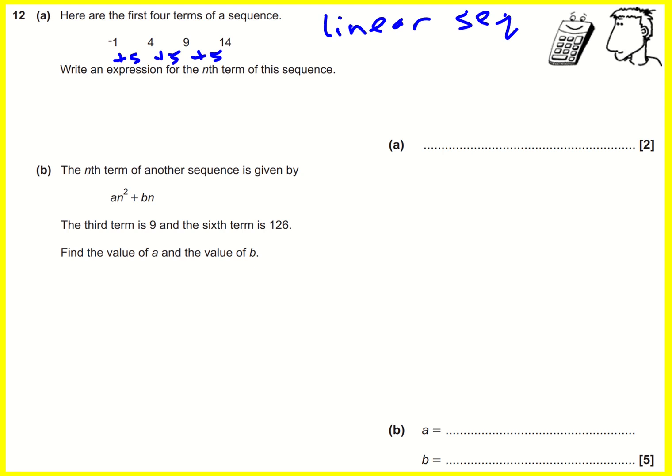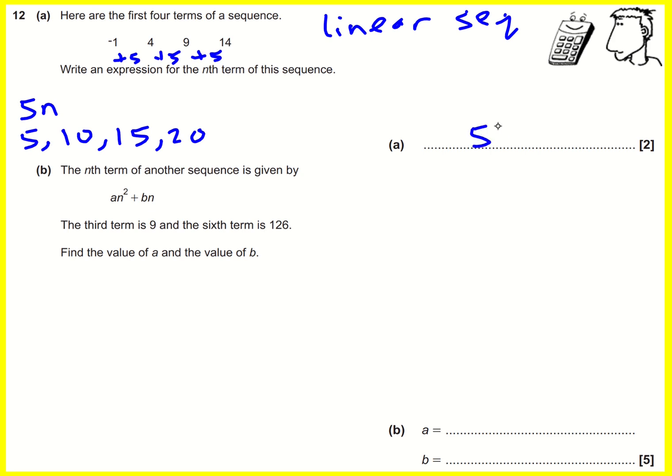It's going to go up at the same rate each time. And what that essentially means is it's like the 5 times table. It's a bit like 5n. So 5n would give me 5, 10, 15, 20. But I don't get that, do I? My starting one is -1.